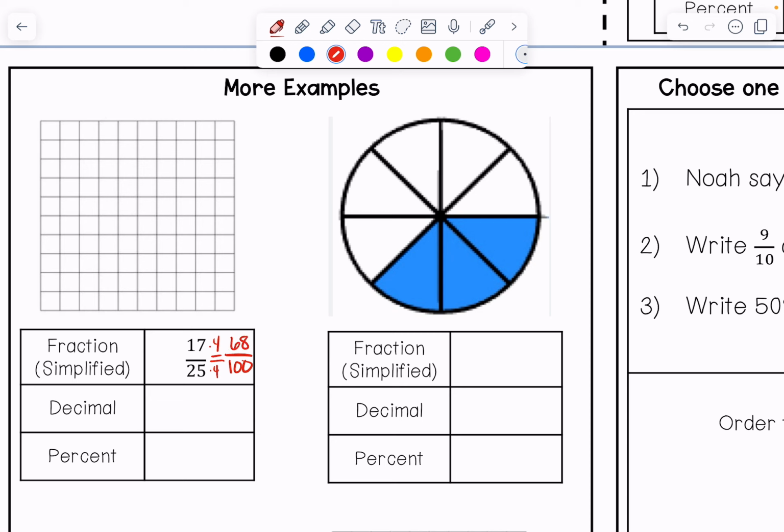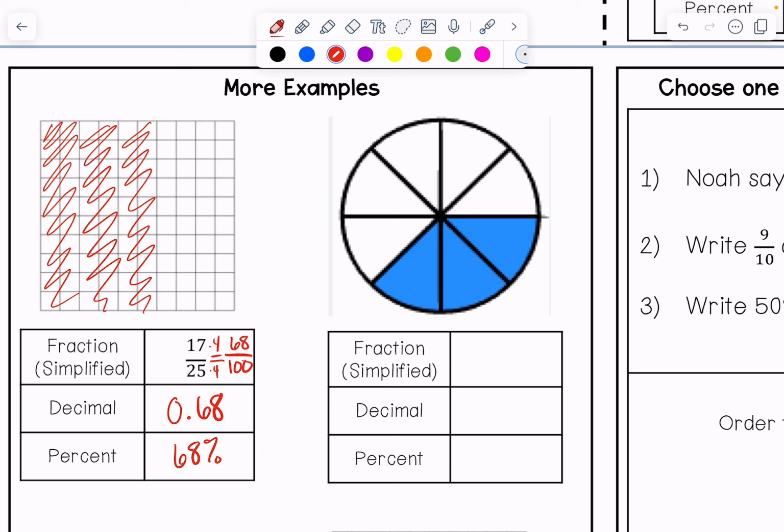So 17/25 is equivalent to 68 hundredths, which now I know that's 68%, which I also know is 0.68. And then I could shade in 68 of these because this is a 100s grid. So there's my 60, and then I can shade in another 8.